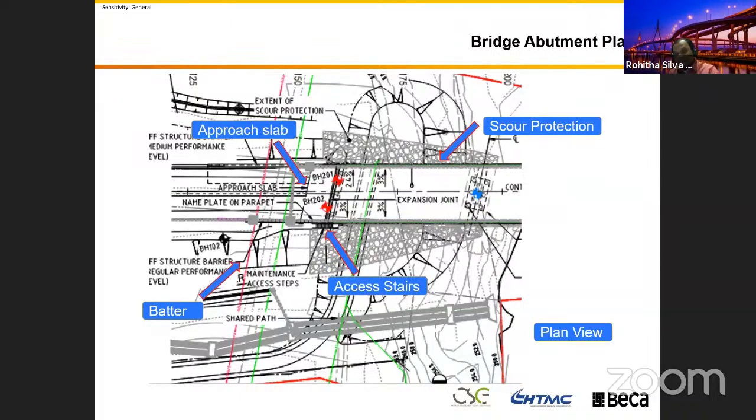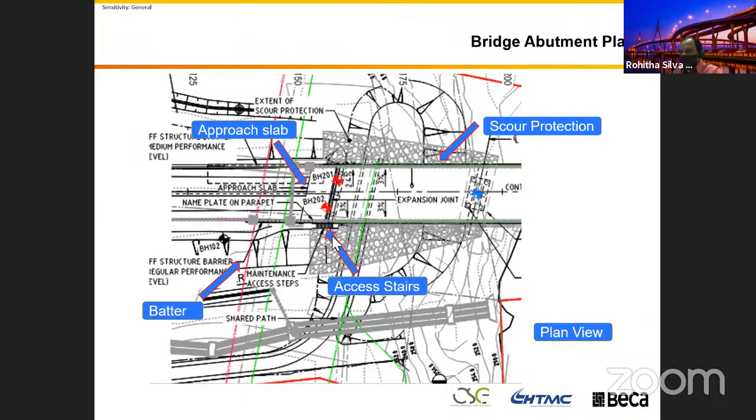If you have that much land. If you don't have land, for example, if you build in Colombo, where land is like gold, you can't batter them, then you will build retaining walls all the way through, like we saw in the first presentation, like RSWs.